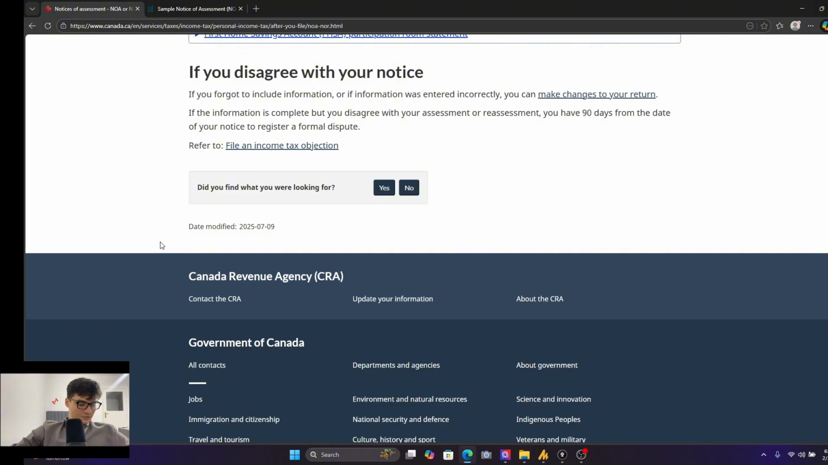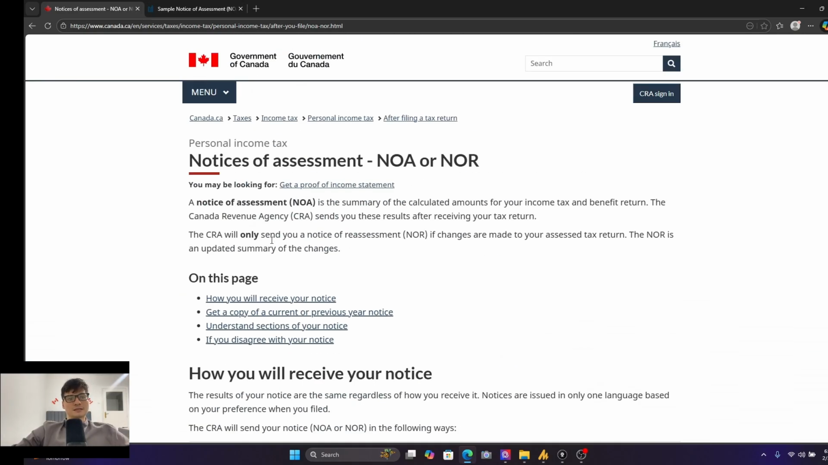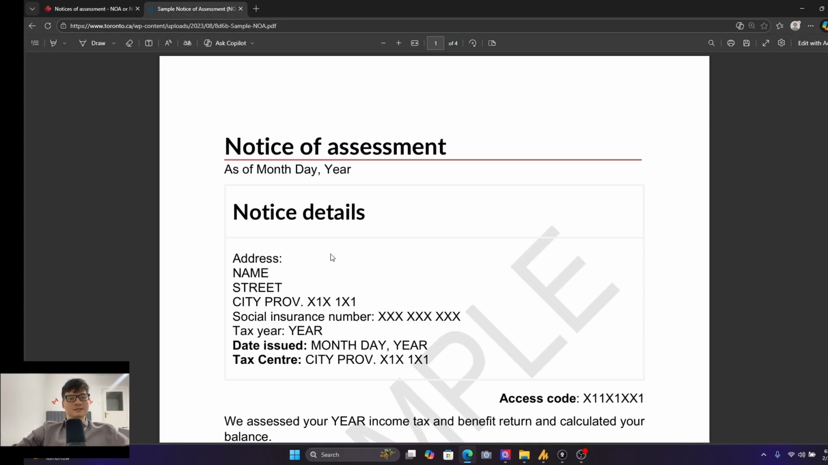Now, once you get your notice of assessment, you can see that you don't have to do anything after that. This is just essentially your notice that everything is filed as it should be. If you received a notice of reassessment, then you would know that something's changed and you might not agree with it. You might have to file an objection with that notice of reassessment and continue along that track.